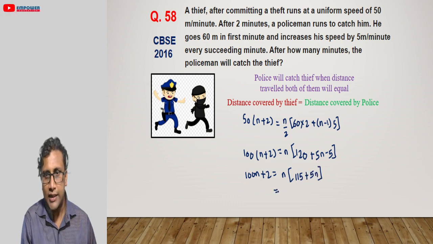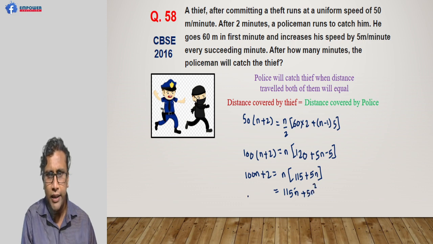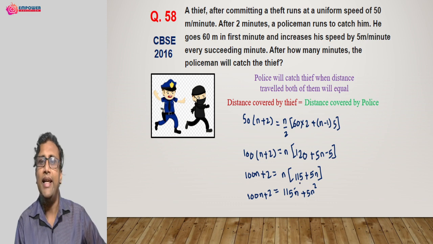Again solve the second bracket, the RHS bracket. So this becomes 115, not 111. This is 115, right? 115n plus 5n square is equal to what? 100n plus 200. Now you can see this is a quadratic equation.